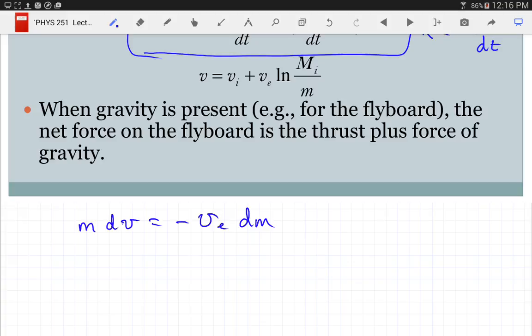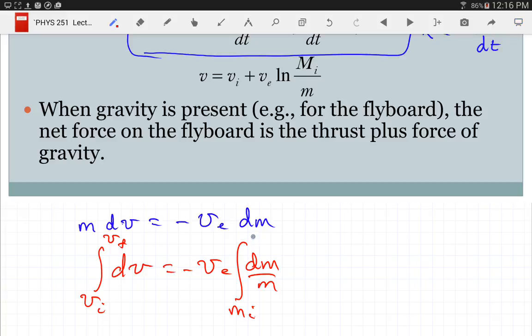So I just want my dv on one side, my dm on the other, and the m has to be on the same side as the dm. So a quick rearrangement gives me dv equals minus ve dm over m. Now the left side only depends on v, the right side only depends on m, and I can integrate the two sides independently. So the left side I will integrate from the starting speed to the final speed. The right side I will integrate from the mass the rocket starts with to the mass the rocket ends with.